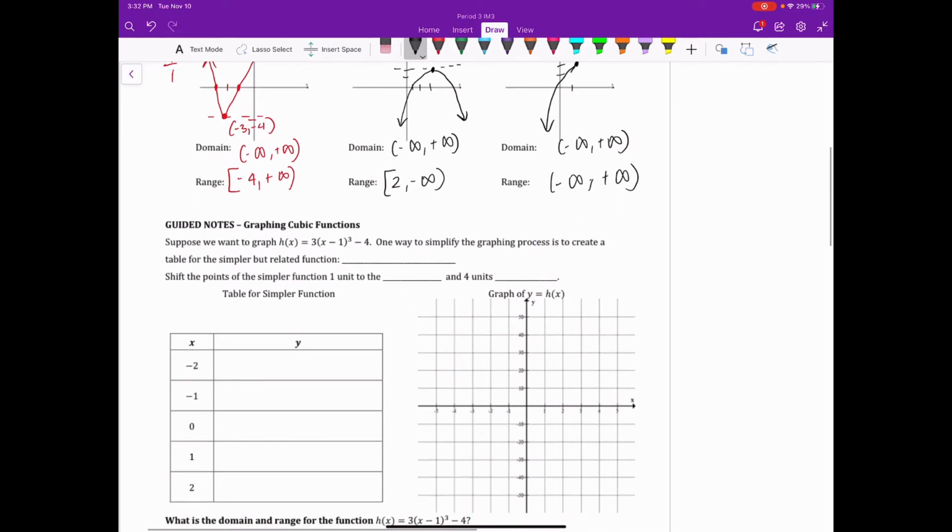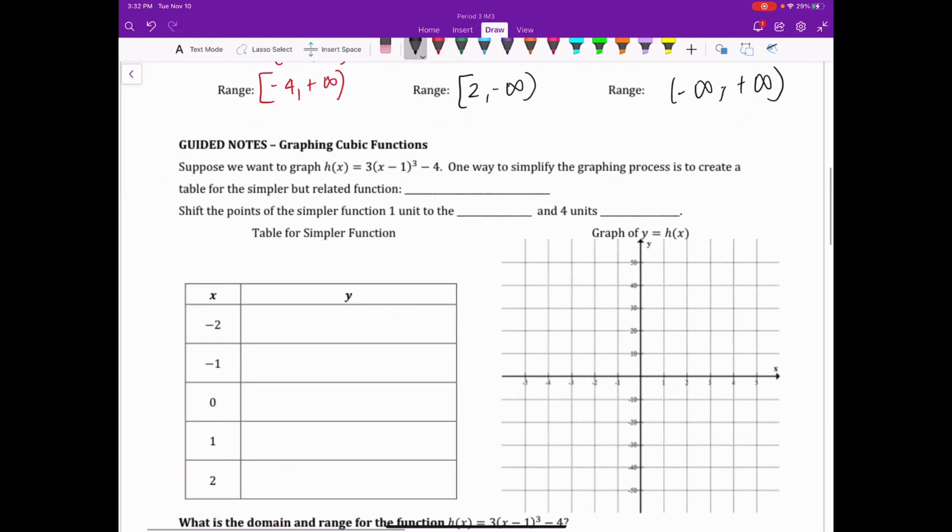So getting into our guided notes for today. Suppose that we want to graph h of x. And so h of x is 3x minus 3 to the third power minus 4. So one way that we're going to simplify the graphing process is to create a table for the simpler but related function. And so the simpler but related function is basically ignoring the h and the k.